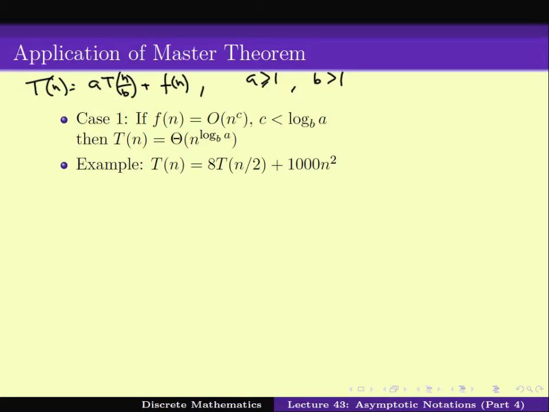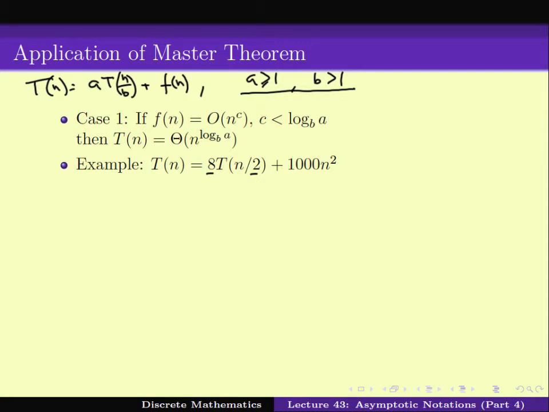And what it says is that if f(n) is order n^c and c is less than log a base b, then T(n) is equal to theta of n^(log a base b). Now look at this example: T(n) equals 8 times T(n/2) plus 1000n squared. Here 8 equals a, 2 equals b, which clearly satisfies this expression.